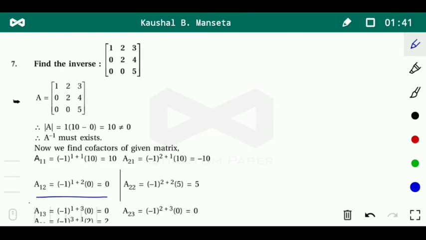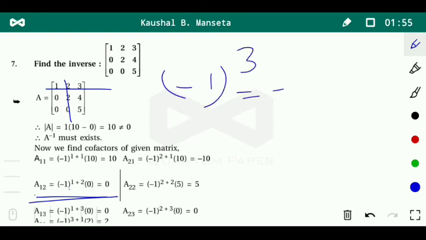Next we have to find cofactor of A12. For A12 we have to remove first row, second column. Minus 1 raised to 3, because the value of i is 1 and j is 2. So 2 plus 1 is 3, minus 1 raised to 3 gives minus 1, and the value of this determinant is 0 5s are 0 minus 0 4s are 0. So again 0. So our answer is 0.